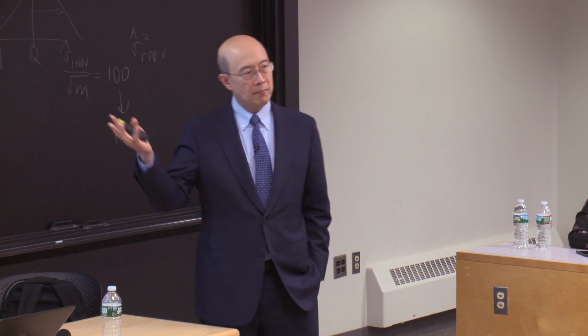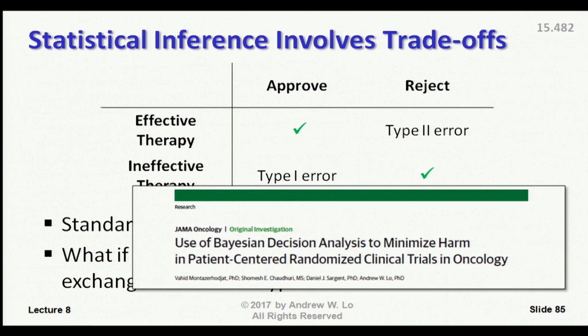So we published a paper, it actually just came out last week in JAMA Oncology, where we argue that you can use a framework called Bayesian decision analysis to rejigger the type 1 versus type 2 error in order to minimize expected harm across all possible outcomes.